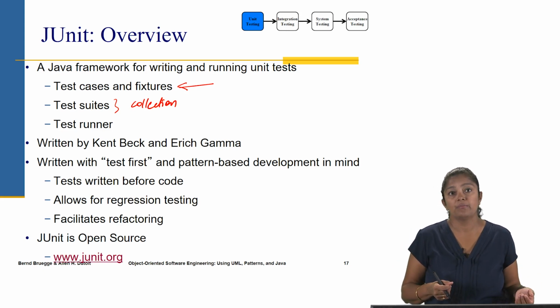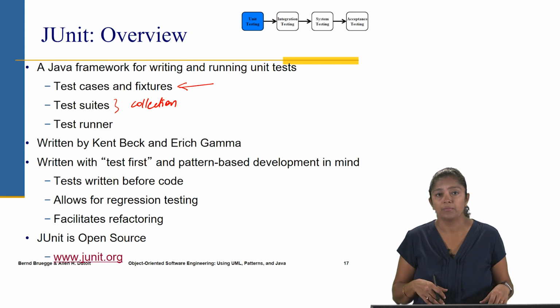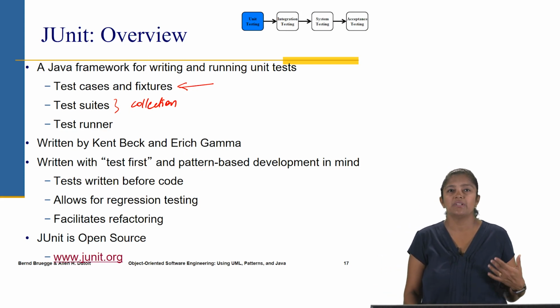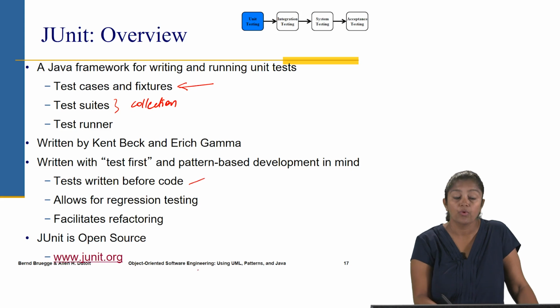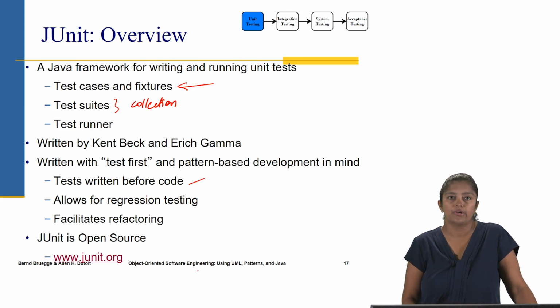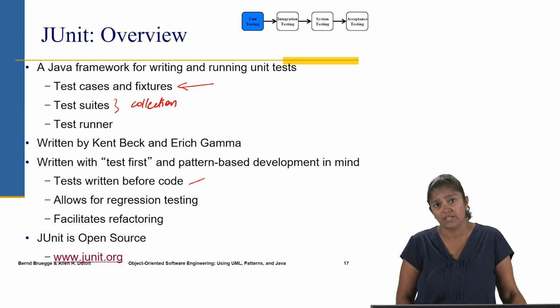JUnit was written by Kent Beck and Erich Gamma. So basically it was written with this test-first idea in mind, like test-driven development, wherein tests are written even before code, and that would allow for regression testing, as well as facilitate refactoring.